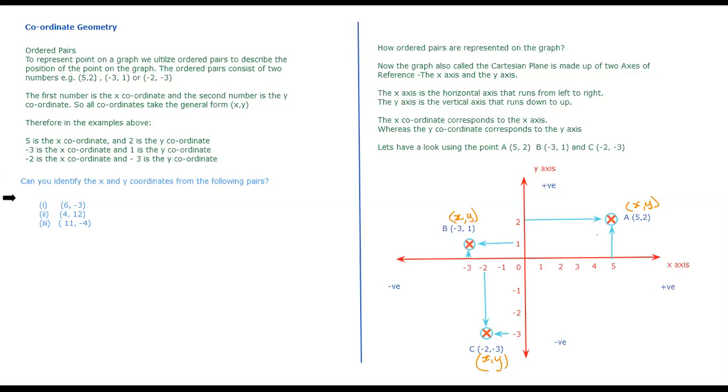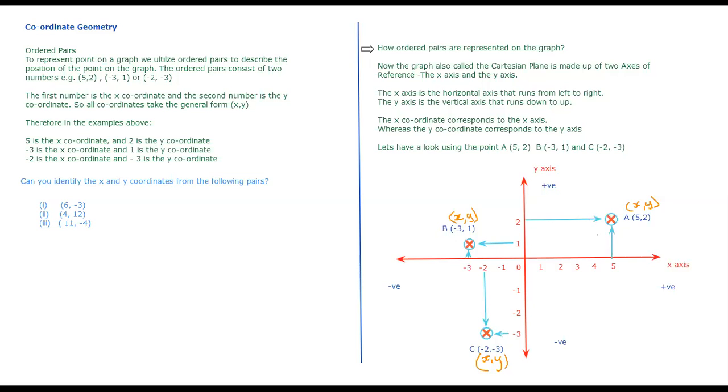Now, can you identify the x and y coordinates from these following pairs that I've listed here? Give it a shot, and you could always refer to the example that I had above. Now that we know what ordered pairs are, how are they actually represented on the graph? To represent them on the graph, we need to understand what the graph consists of.